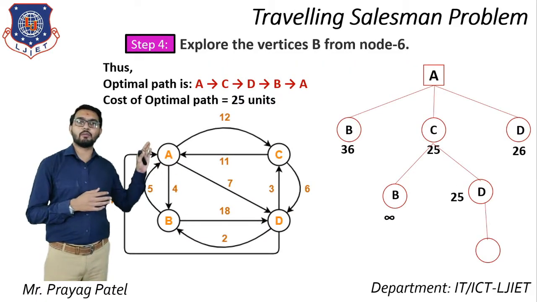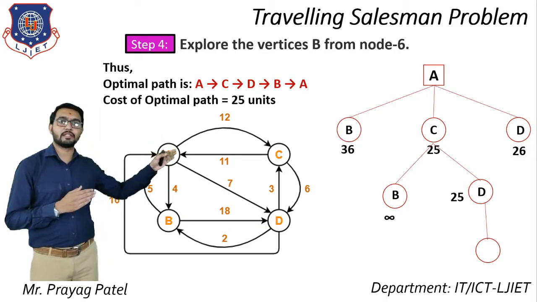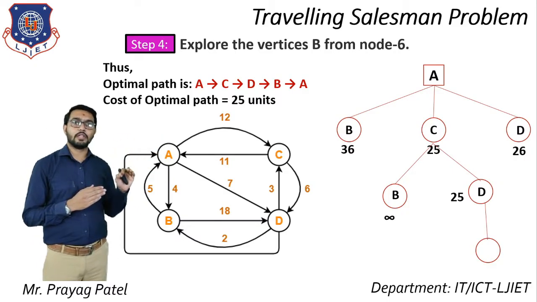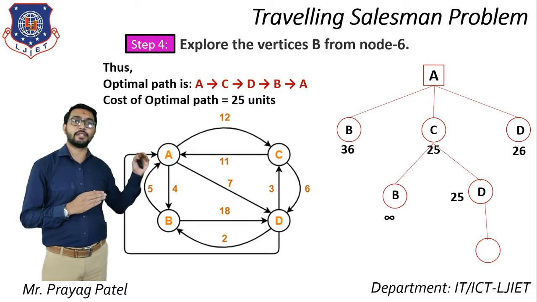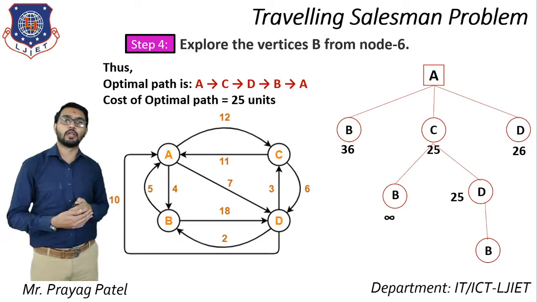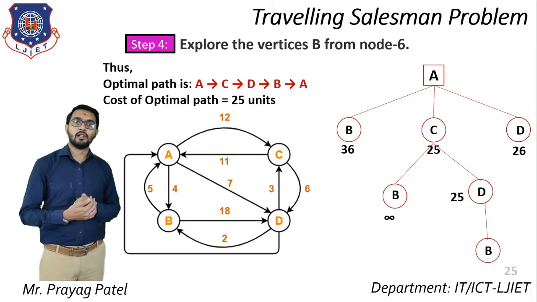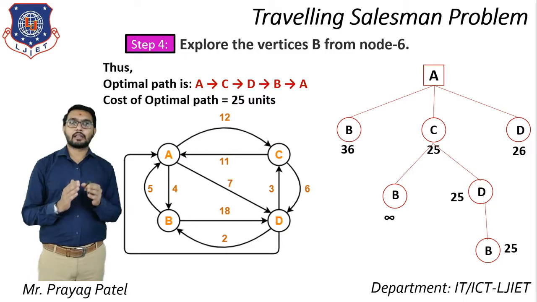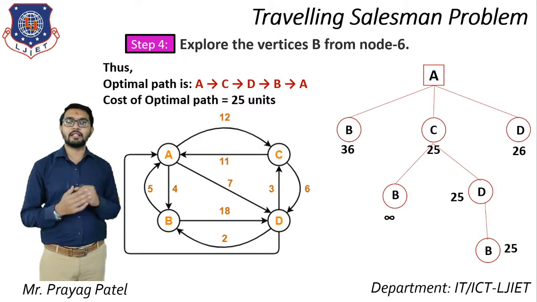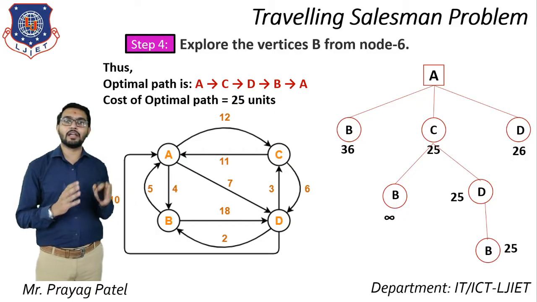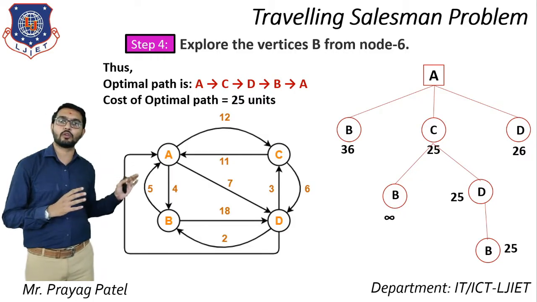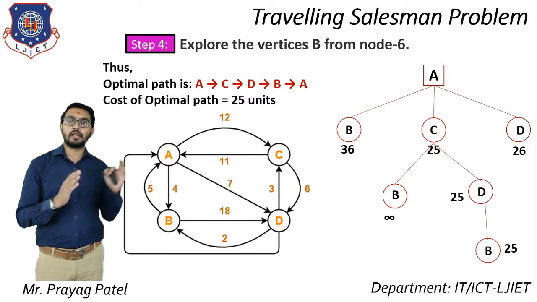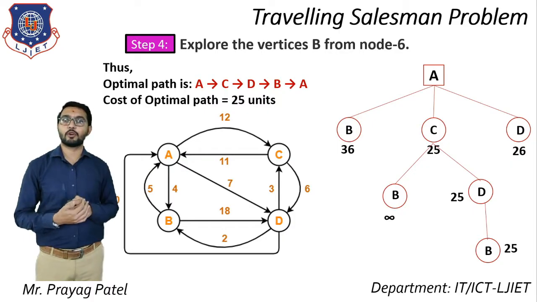And your resultant tree looks like this. After A to C and C to D, we perform the operation to visit the node from D to B. So here the next is the D to B node and the cost is 25. So your final or optimal path for the traveling salesman problem is A to C, C to D, D to B and B to A, and the final or minimum cost equals 25. So in this lecture we covered the traveling salesman problem.